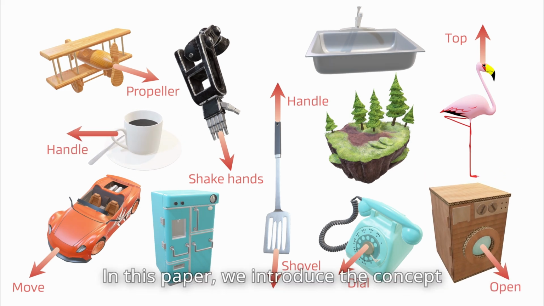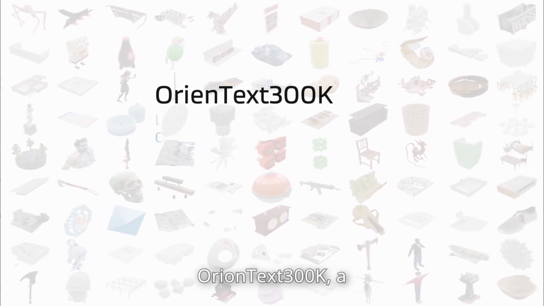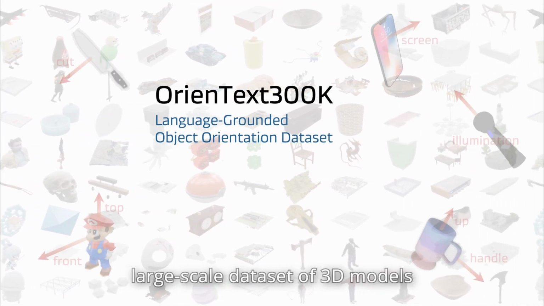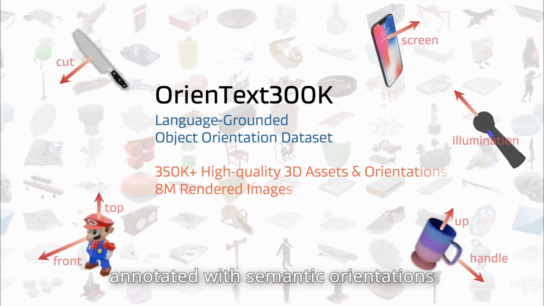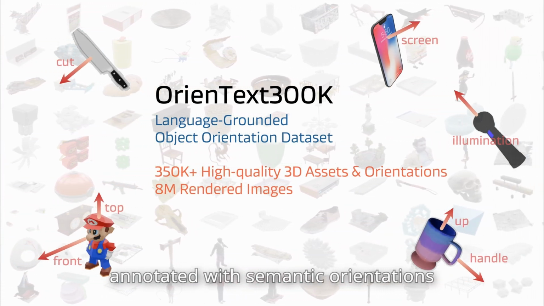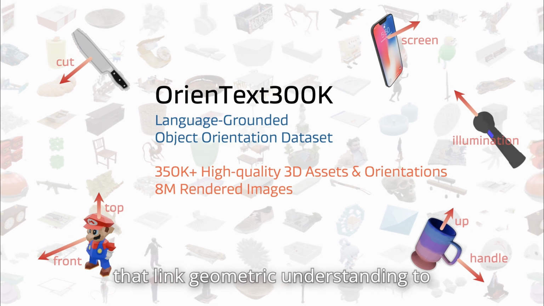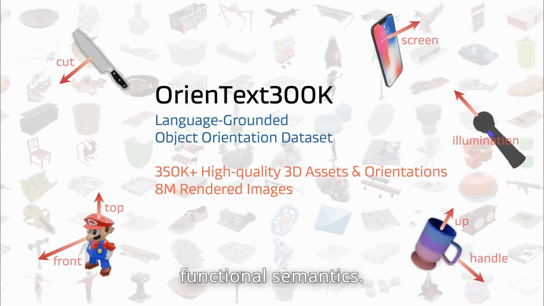In this paper, we introduce the concept of semantic orientation, which defines object orientations using natural language in a reference-frame-free manner. To support this, we construct OrienText 300K, a large-scale dataset of 3D models annotated with semantic orientations that link geometric understanding to functional semantics.